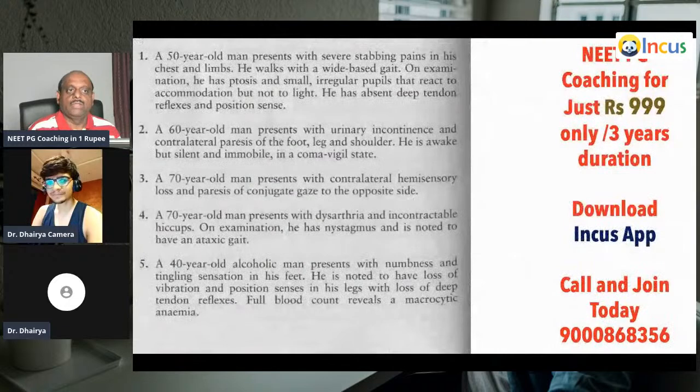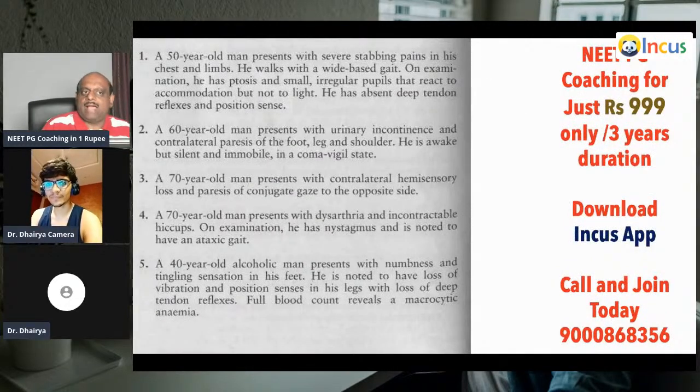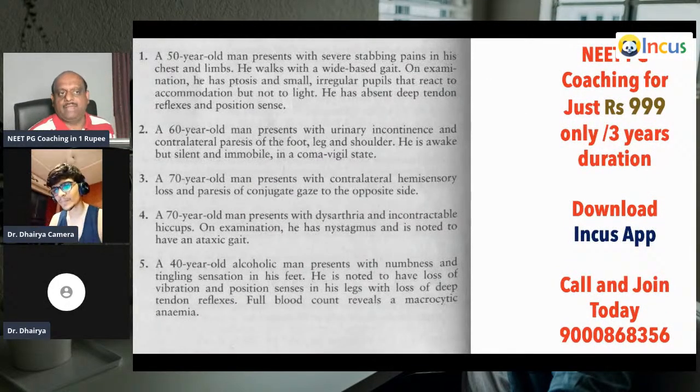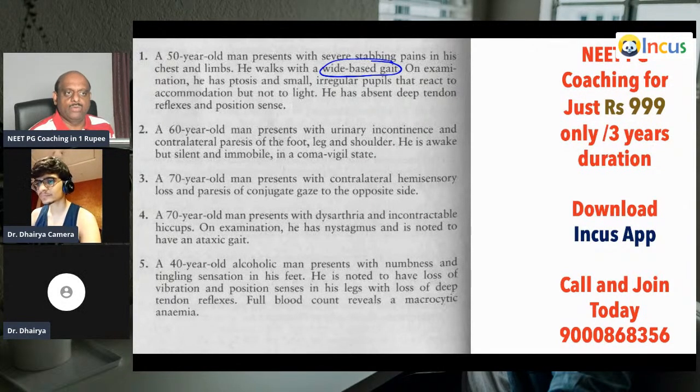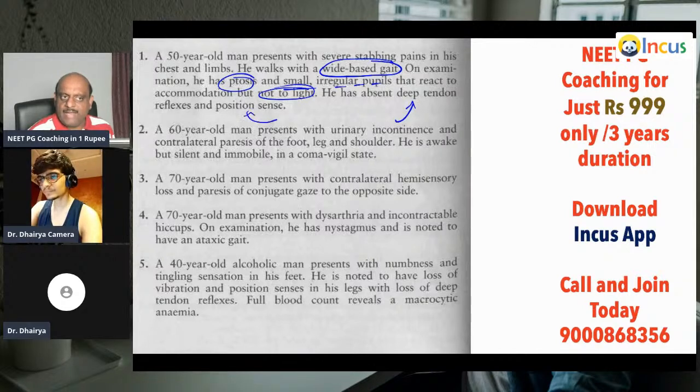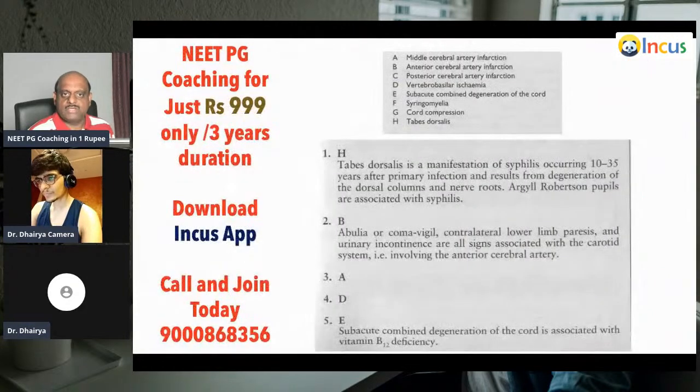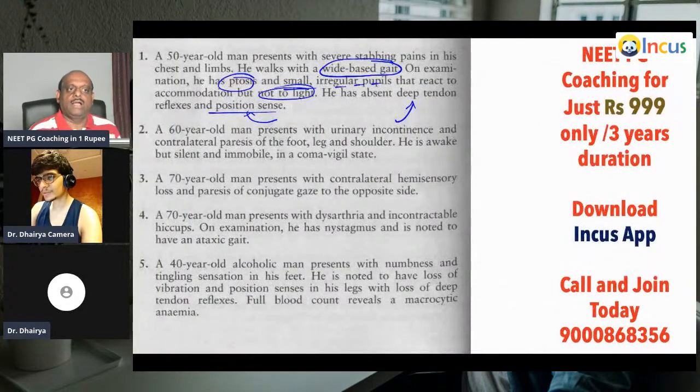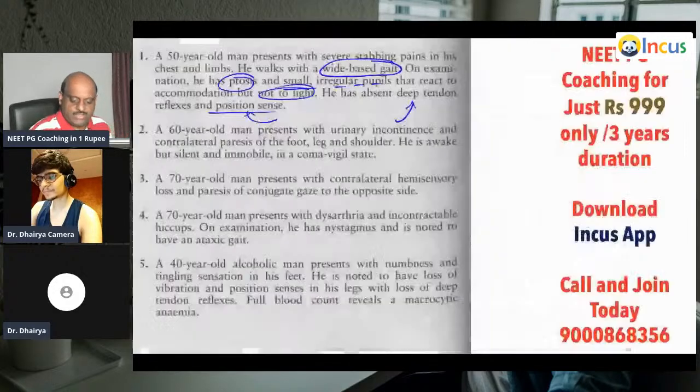Absolutely. So now, a 50-year-old man presents with a severe stabbing pain and a wide-based gait. Very important clue: he has a ptosis, small irregular pupils, which accommodate but have no light reflex. He has an absent deep tendon reflex and position sense. So, what is your possible diagnosis and how do you want to evaluate this case?